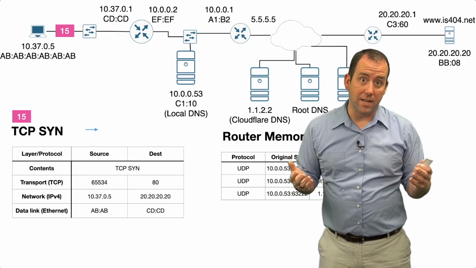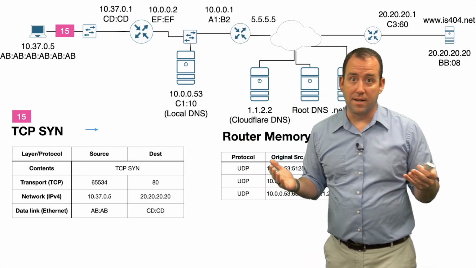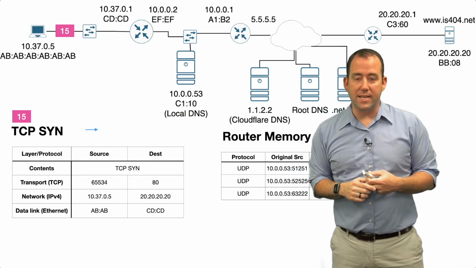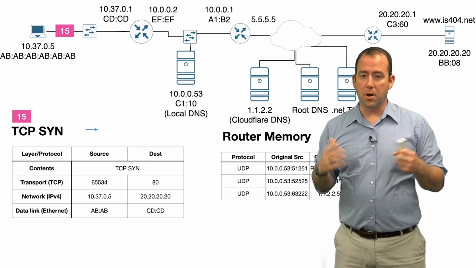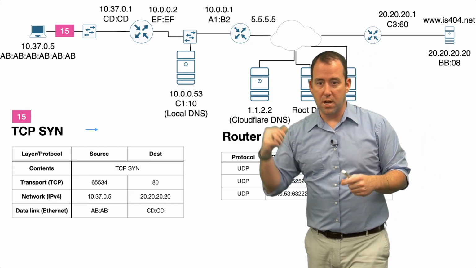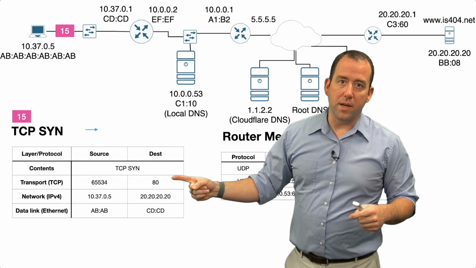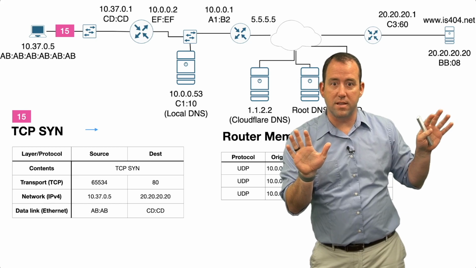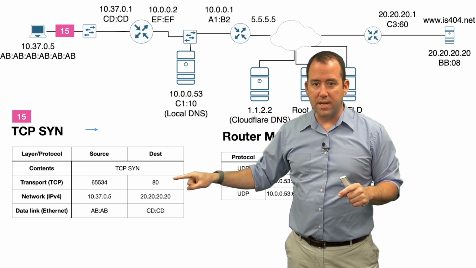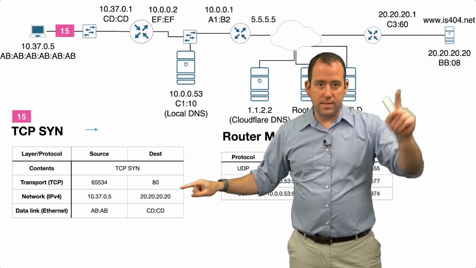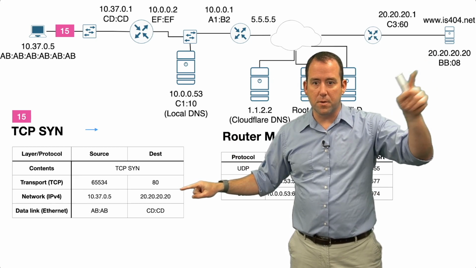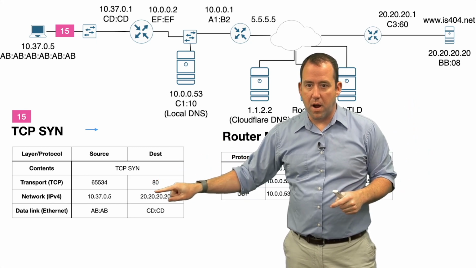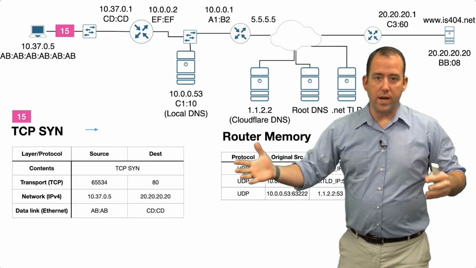But we can't just send HTTP because HTTP relies on TCP, and in order to set up a TCP connection, we need to send a TCP SYN. That is a synchronized message to initiate the connection. We're going to send that to port 80 because we're using HTTP and that uses port 80, unless it's encrypted, but that's outside the scope of what we're talking about right now. So we're sending to port 80 to destination machine 20.20.20.20 from whatever random port we choose, 65,534, from our IP address, and we are set.